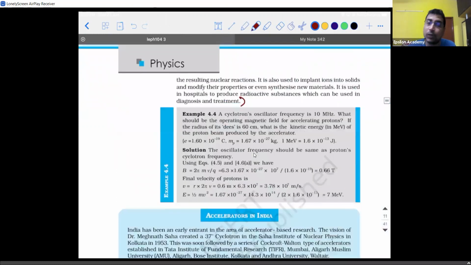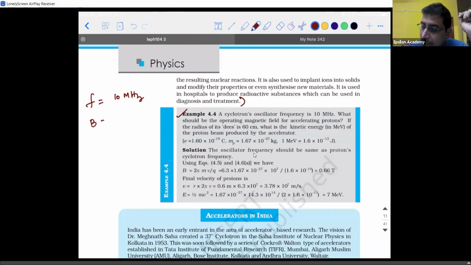Let's do a problem based on this. Then we will go to the next concept. 4.4. A cyclotron's oscillator frequency is 10 megahertz. So the frequency of the oscillator is 10 megahertz. What should be the operating magnetic field for the protons?